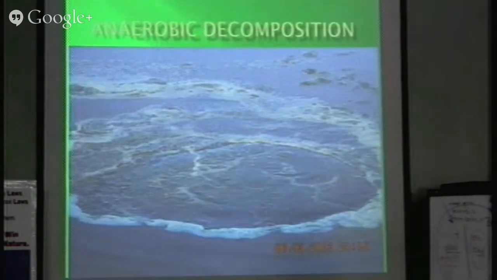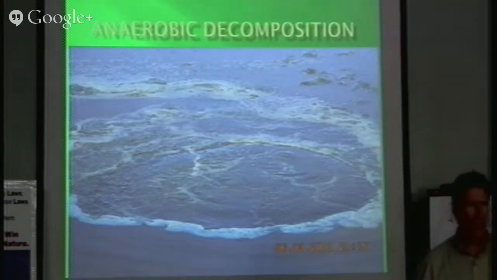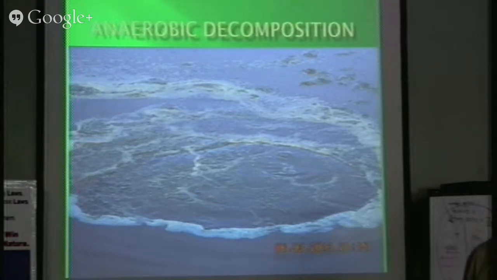So this is what our lagoons look like. This isn't an air lagoon. This is micro.